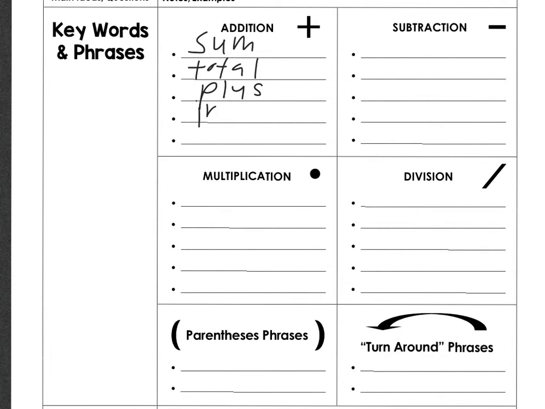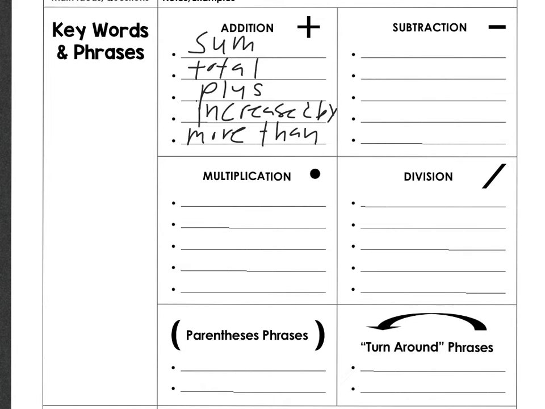Increased by, this one can be confusing because a lot of times we think it might be multiplication. Increased by, right? More than, we got 5 more than 2. 5 more than 2 is 7, right? So those are the main words we think of when we think addition.